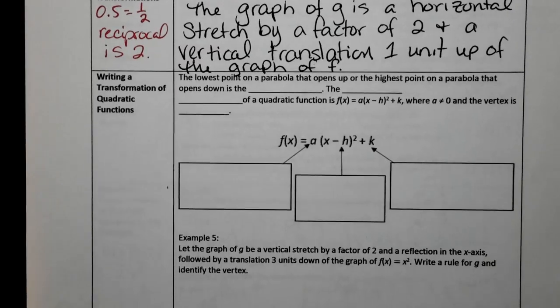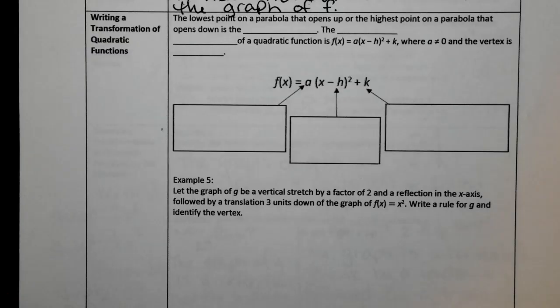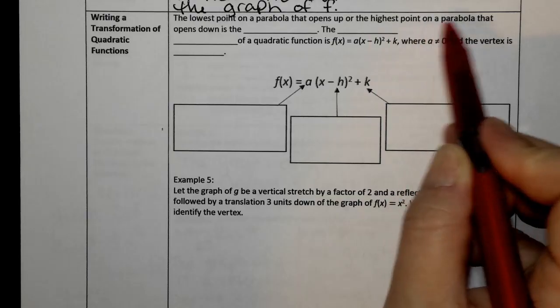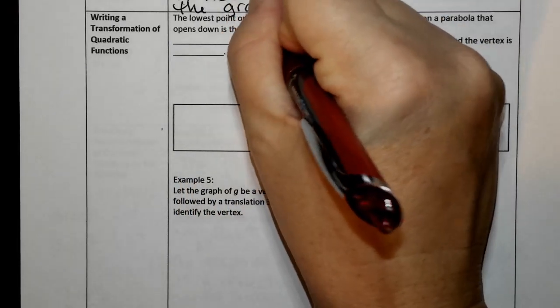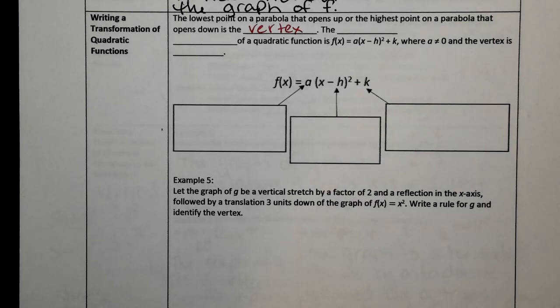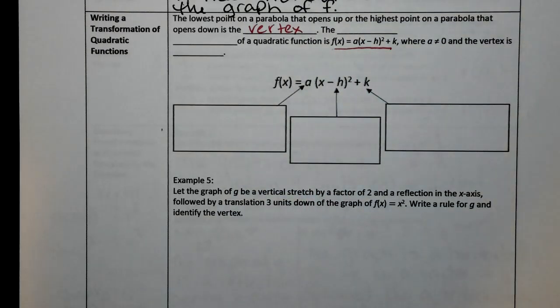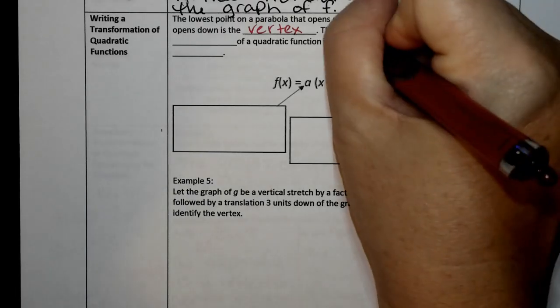All right, we're down to the end, writing a transformation of quadratic functions. So the lowest point on a parabola that opens up, or the highest point on a parabola that opens down, is the vertex. All right, so your maximum or minimum point is your vertex. The vertex form of a quadratic function is given to us right here, where a cannot equal 0 and the vertex is h comma k. So we'll say the vertex form.